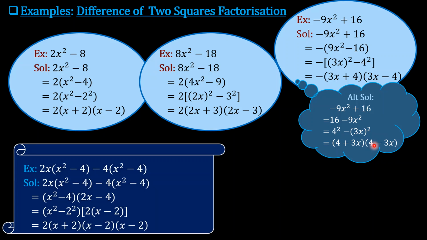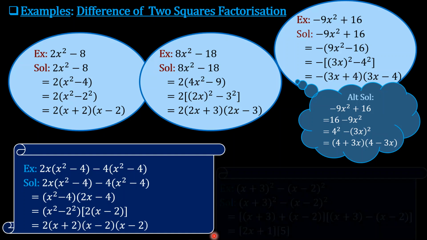Another example here: 2x times x square minus 4 minus 4 times x square minus 4. So just by observation we can see x square minus 4 is common, so we take this common factor out initially, then we have 2x here and minus 4 here. Then x square minus 4 means x square minus 2 square, and from these two we can take another 2 common factor out. So after that, a square minus b square means a plus b times a minus b. So x square minus 2 square means x plus 2 times x minus 2, and this 2 common factor is out here. We have another x minus 2 here.